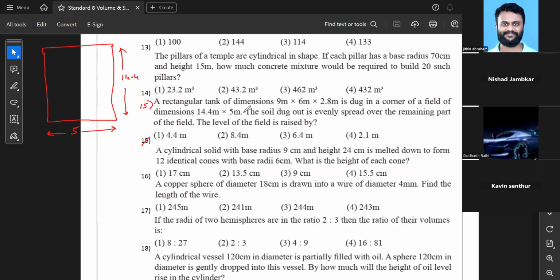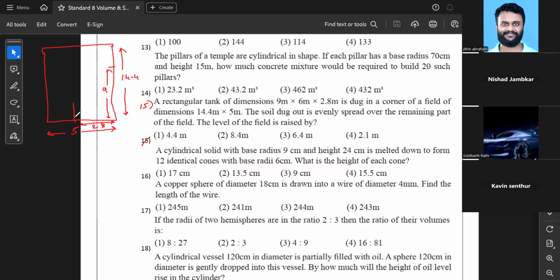Now in this field, in a corner, they have dug. The digging they have done has a dimension, and the dimension goes like this: 9 into 6 into 2.8. Normally it is length into breadth into height. This is probably a silly mistake over here, but still anyway. So 9 into 6 into 2.8 they have dug. So let me assume 9 is the length, 6 is the depth, and 2.8 is, let's say, the width, like this.